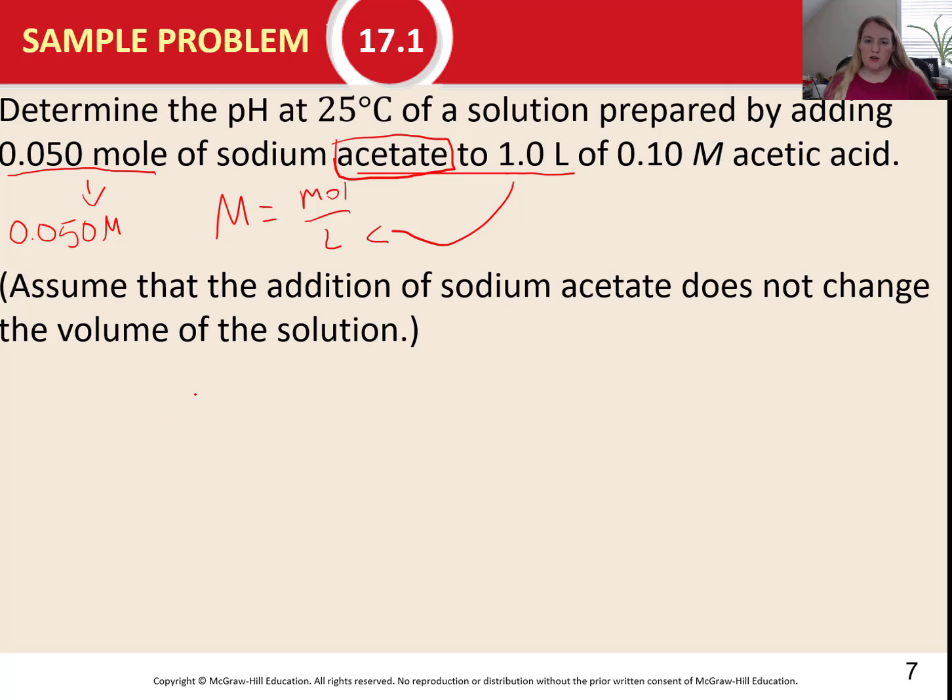So let's go ahead and write out our equilibrium reaction. So we have our acetic acid. We react it with water. So notice I'm not reacting it with the acetate ion, because these are not reacting with each other. They just happen to be in the same equilibrium reaction. And then I have my hydronium ion and my acetate ion.